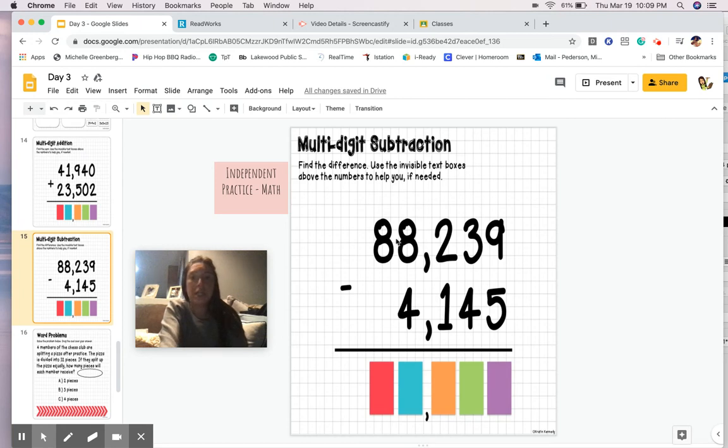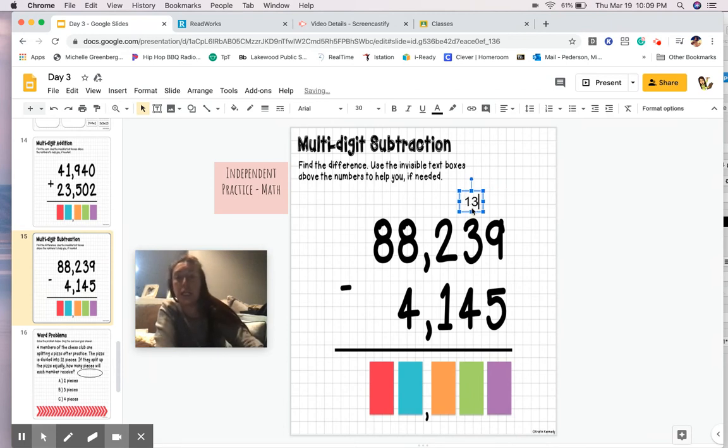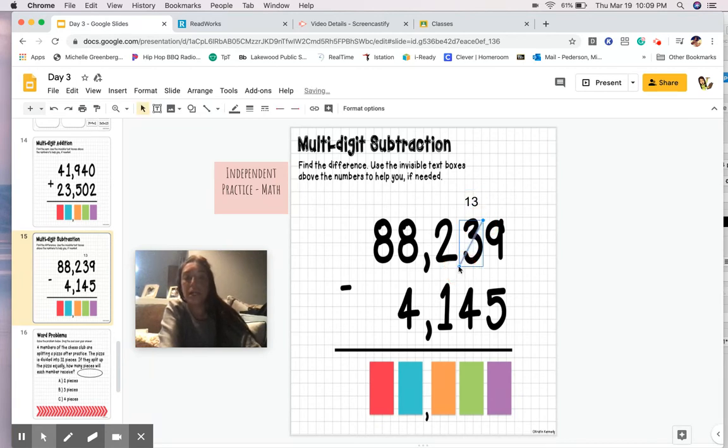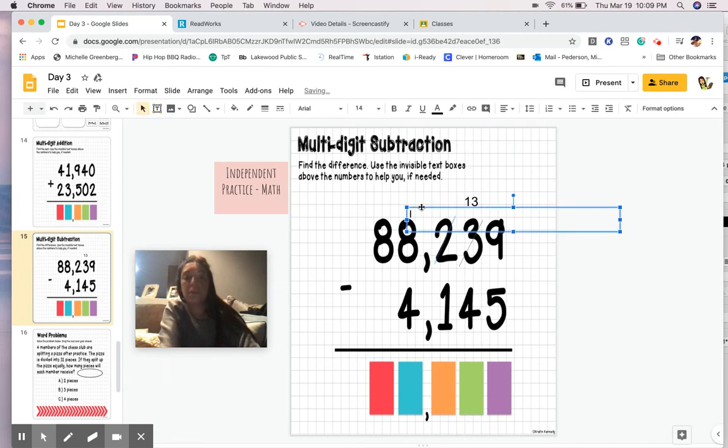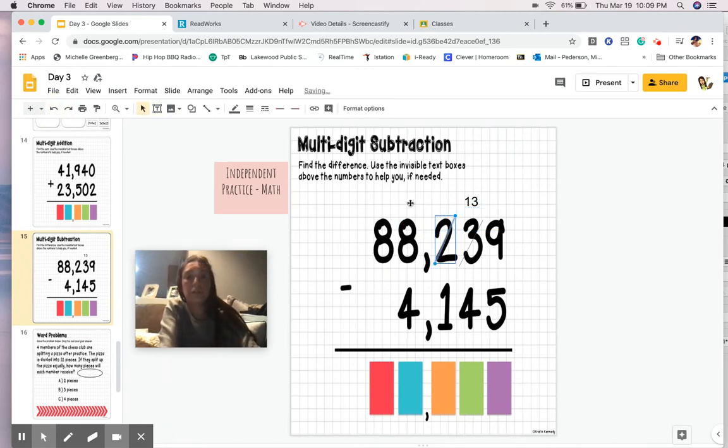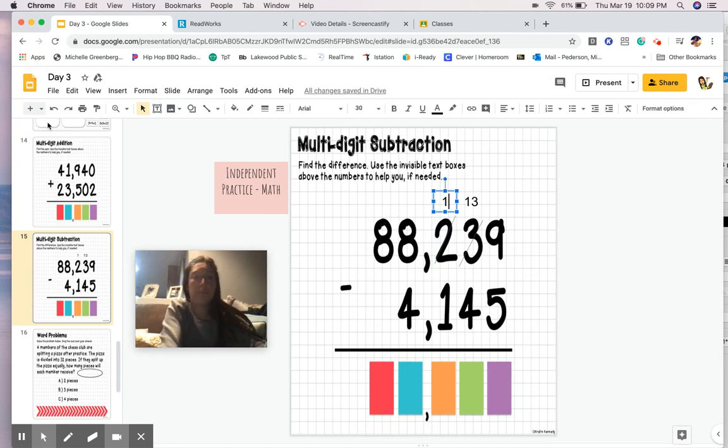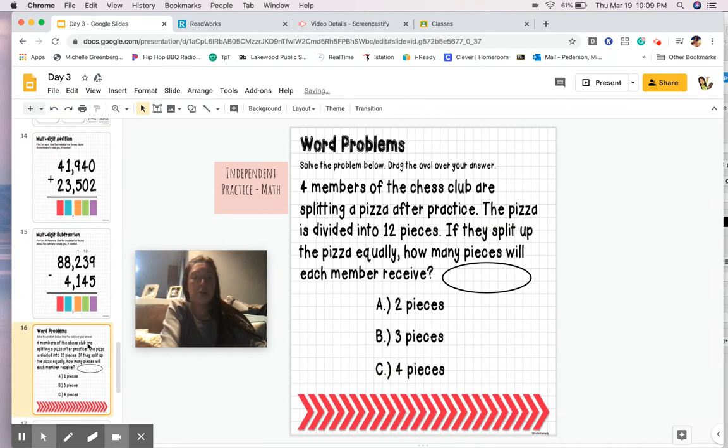Do the same thing here. If you need to borrow, remember, your new number is 13, and you can draw a little arrow, a little line through the 3 if you need to change it, and if you need to also change the 2 to make it into a 1, right? Okay, you guys know what to do. I'm giving you brain refreshers here.